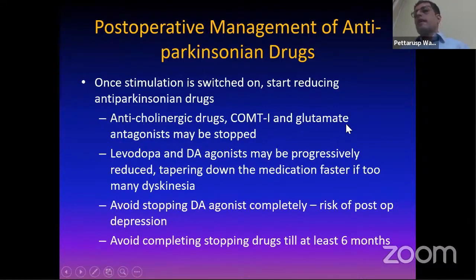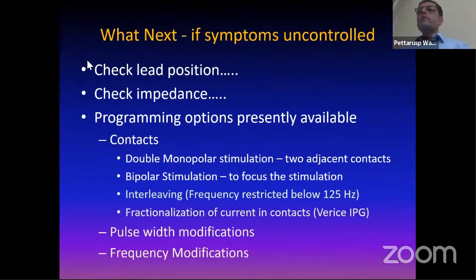The medications which can be directly stopped are the anticholinergics, the COMT inhibitors, and amantadine. While with levodopa and dopamine agonists, we lower the dose, but we never tend to stop them completely, because when you stop them completely, you're risking post-operative depression. And depression is very common in the post-op period. So unless 6 months are over, I would not stop any of the dopamine agonist or levodopa completely. I might bring it down to about 75% less, but I would tend not to stop it completely.